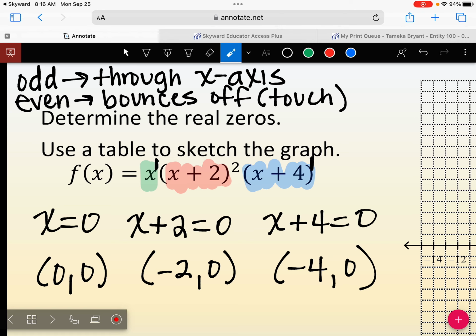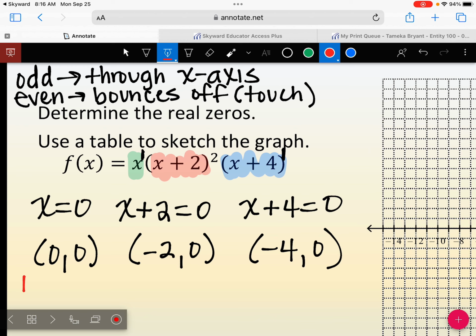The multiplicity is the exponent on each factor. So this 0, 0, because it's odd, I know it's going to go through the x-axis at 0, 0. At -2, because it's even, it's going to bounce. And at -4, it's also going to go through. We'll see that when we actually graph it. Go ahead and plot those 3 points.